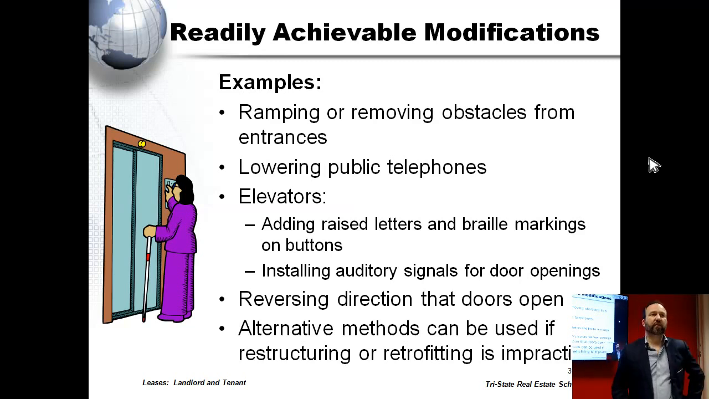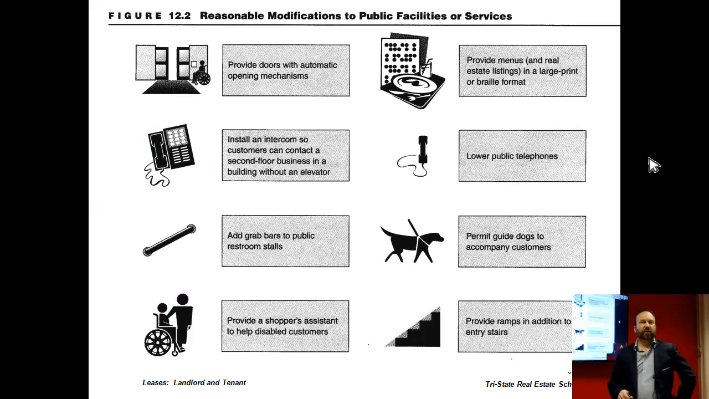So examples that they give you here, ramping or removing obstacles from entrances, lowering public telephones, if they even have public telephones anymore. I don't think we have them anymore, but still, it's unusual to see it. Elevators, adding raised letters and braille markings on the buttons. So we see a lot more of that happening. Reversing the direction of the doors as they open. It's going inward as opposed to outward so that people can get into the building. And these are just some examples. If you look on page 169 in the book, figure 12.2, reasonable modifications to public facilities and services. It gives you kind of the visual of what we just talked about. Okay.